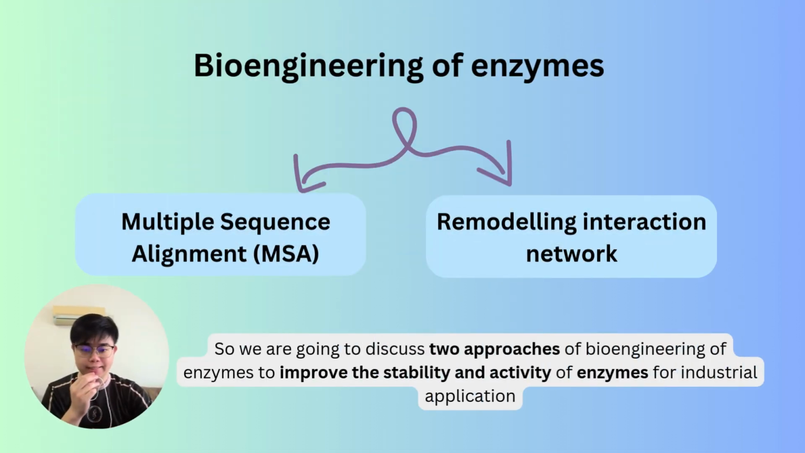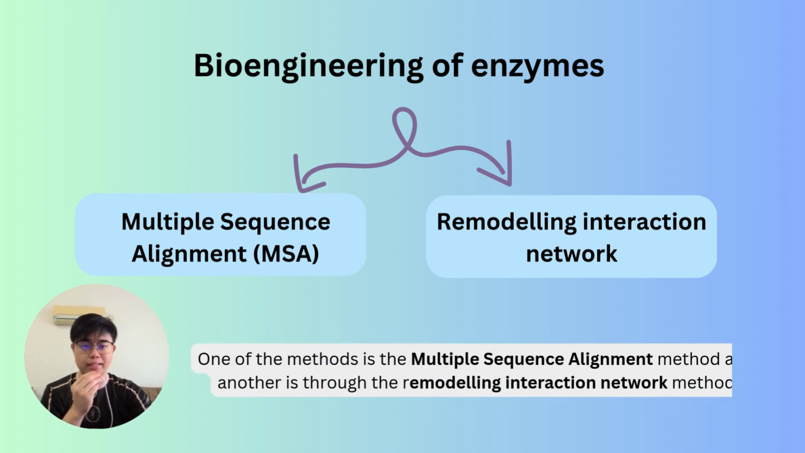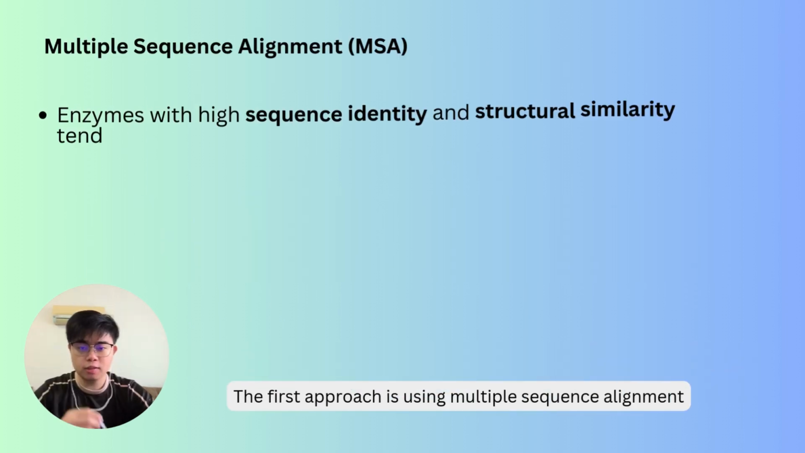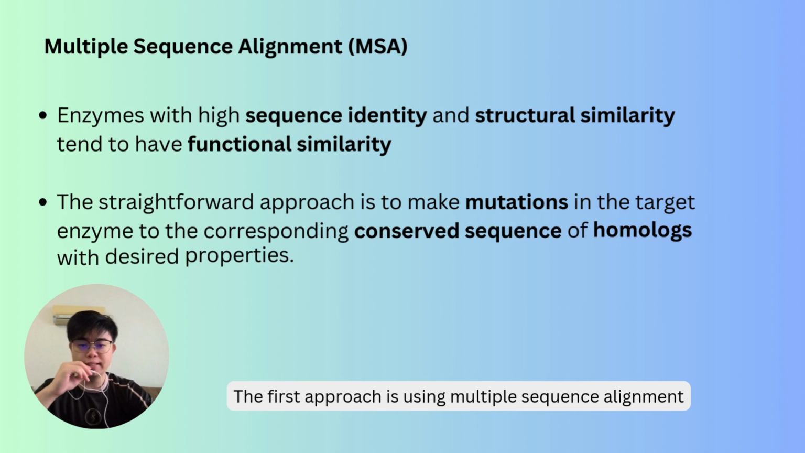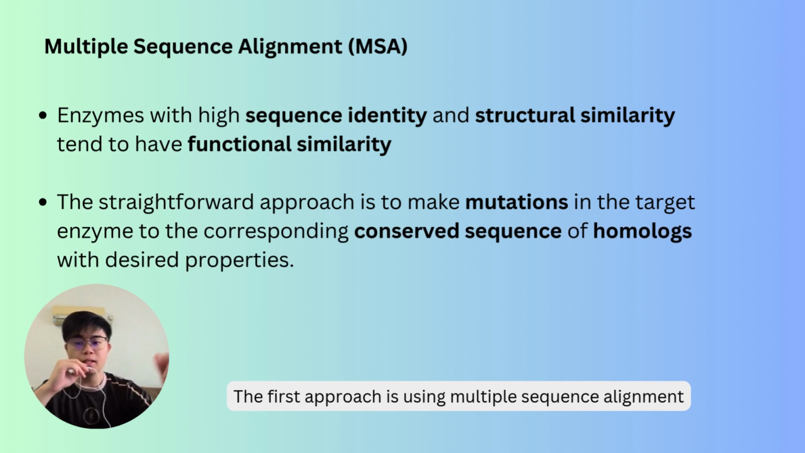So we are going to discuss two approaches of bioengineering of enzymes to improve the stability and activity of enzymes for industrial application. One of the methods is the multiple sequence alignment method, and another one is the remodeling interaction network method. The first approach is using multiple sequence alignment.